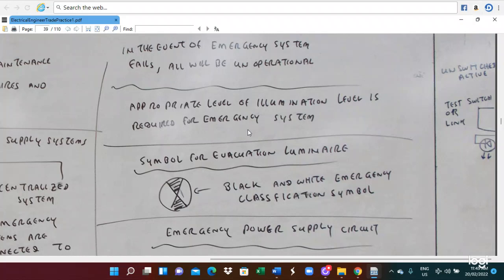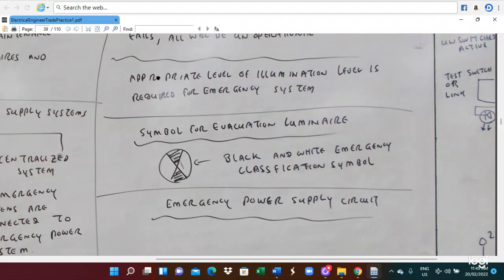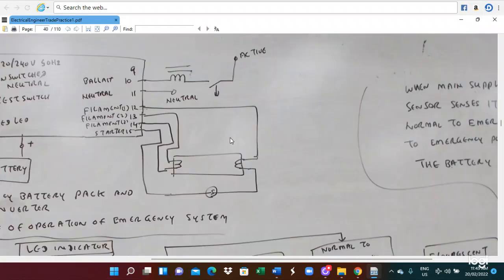So here is an evacuation luminaire. This symbol, as you see on the drawing diagram, is the black and white emergency plus symbol. So this is for the emergency. Here we are talking about the emergency supply circuit. So there will be the battery supply here.